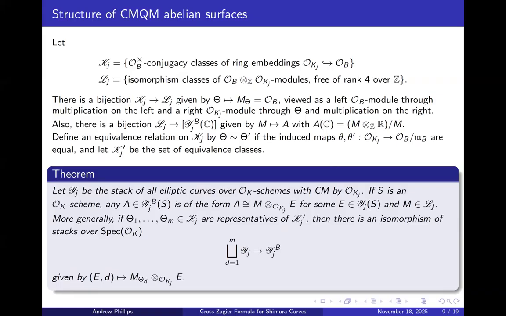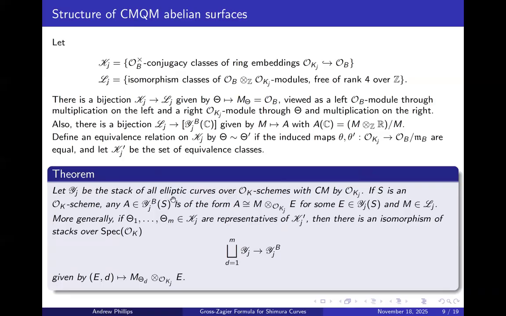Okay, so here's the general structure theorem, and this is something I proved. I think this is a new result, which is that if you look at Yj being the stack, the moduli space of all elliptic curves over OK seams with CM. So again, an elliptic curve with CM has this normalization condition that the OKJ acts on the Lie algebra through the structure map.